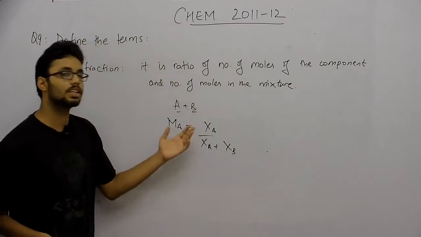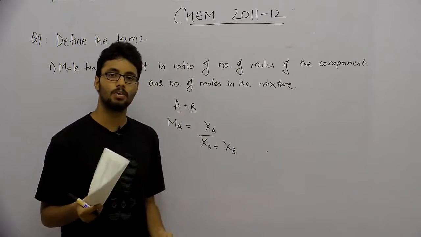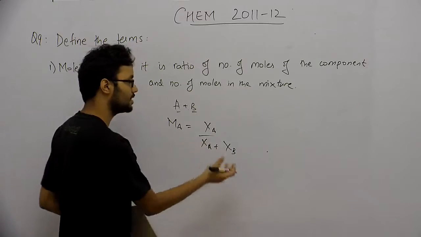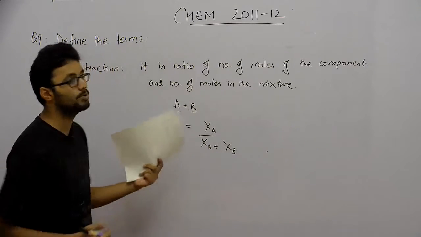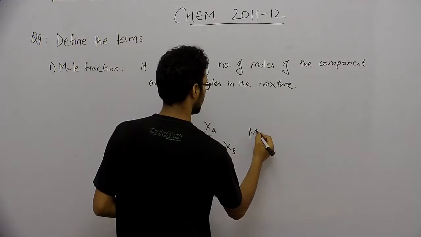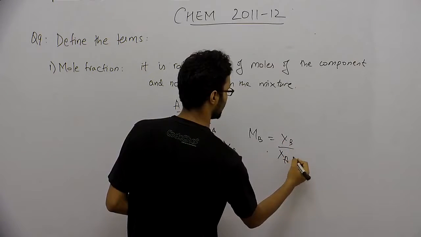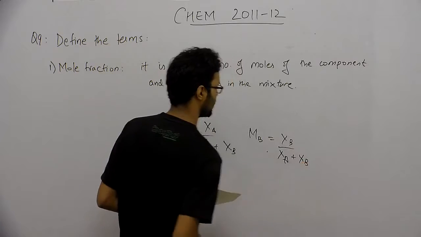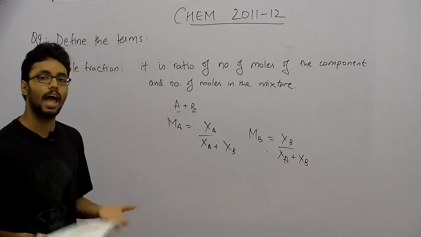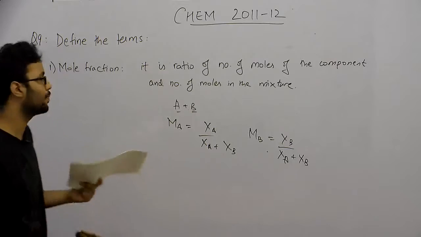So XA is the number of moles of component A, XB is the number of moles of component B. So the total number of moles in the mixture is XA plus XB, and the mole fraction of A would be XA over XA plus XB. Similarly, the mole fraction of component B would be XB over XA plus XB. So mole fraction is the ratio of the number of moles of the component and the total number of moles in the mixture.